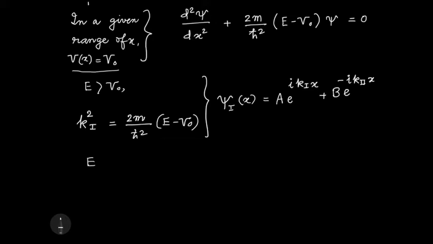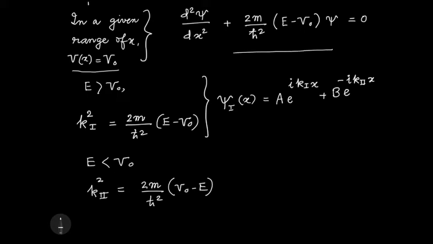Similarly, for E less than V0, I can define now, let's call this K2. So I can define this as 2m by h cross square. I want K2 to be greater than 0, so I write V0 minus E, because V0 is now greater than E. So what will happen is, I will get this as minus K2 square psi here.